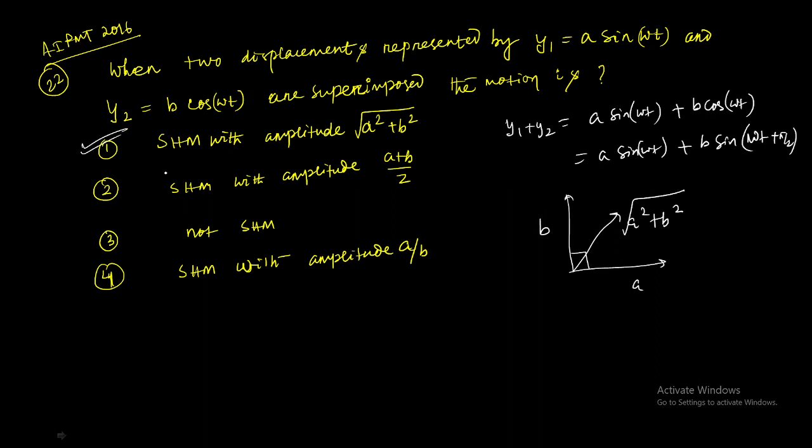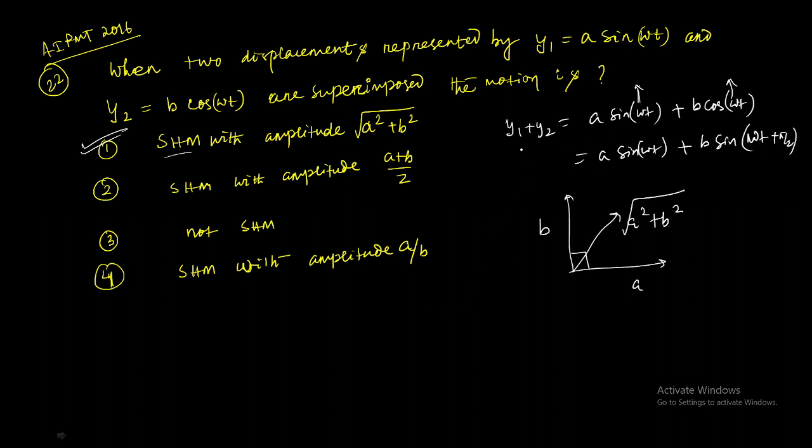So why is it SHM? Because you see here both are omega, right? This is omega and this is also omega. Both have the same frequency. If there are same frequency motions superimposed, it will give you SHM, right? And both are in the same direction, they are telling. Or you can prove it here, right?